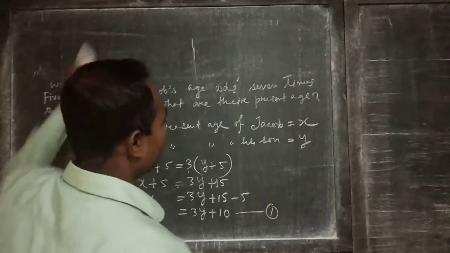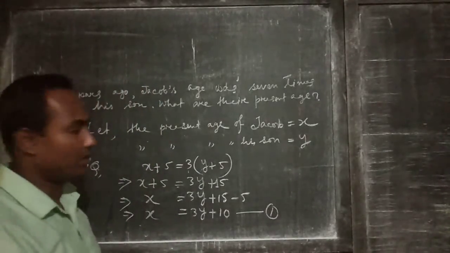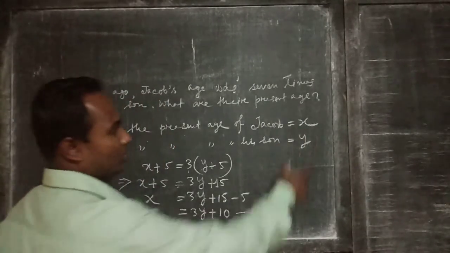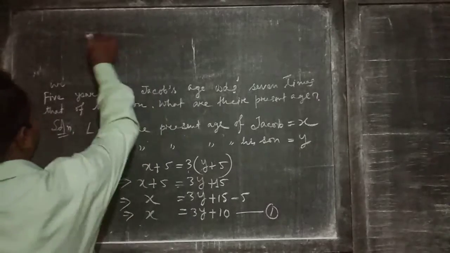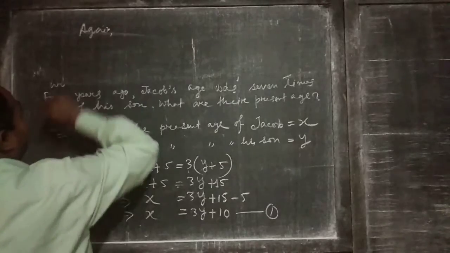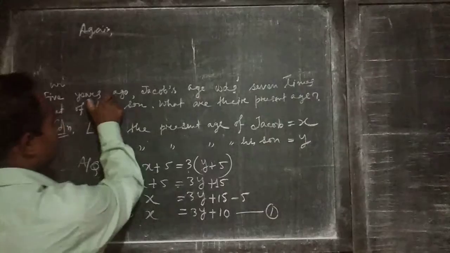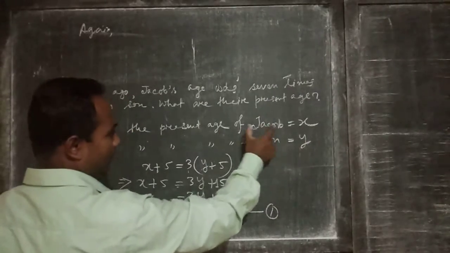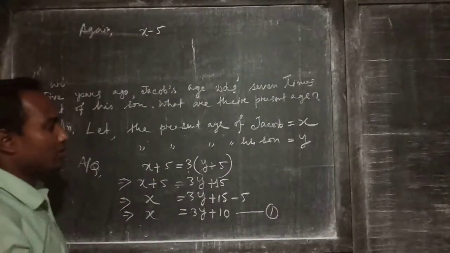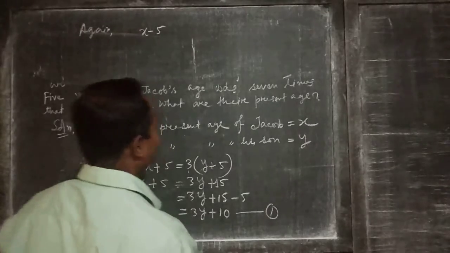Now the present age of Jacob is x. Then 5 years ago, what was his age? That means x minus 5. We have to subtract 5 years from his present age. Now the equation will be: 5 years ago the age of Jacob was x minus 5.